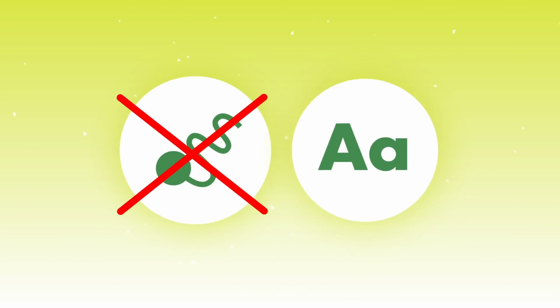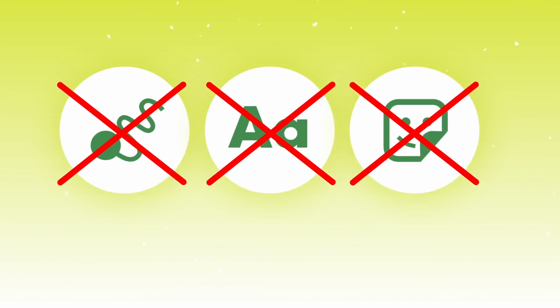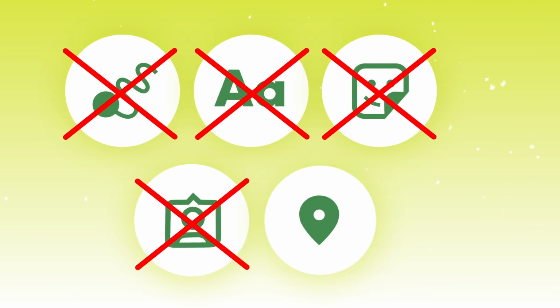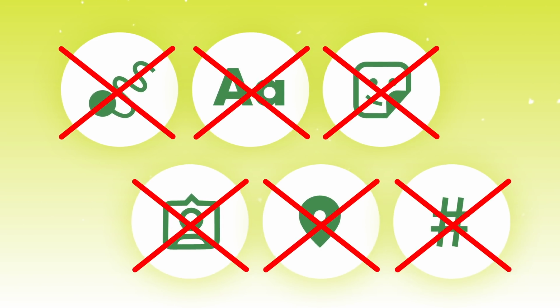What this means is you can't add any more doodles, any text, any interactive stickers. You can't tag a person or a location. You can't add hashtag stickers. It's gonna go out just as the video was created.